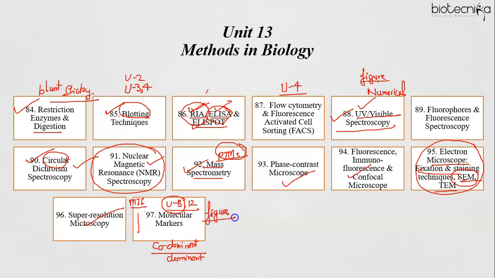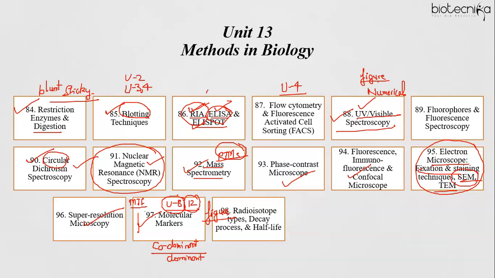Like they give you a mapping, a gene map, or they give you the gel profile of the parent and the progeny, and they'll ask you which molecular marker is being used for analysis, right? So in combination with unit 8 it can be asked, or in unit 12, related to agrobacterium mediated gene transfer, they can ask you the question.